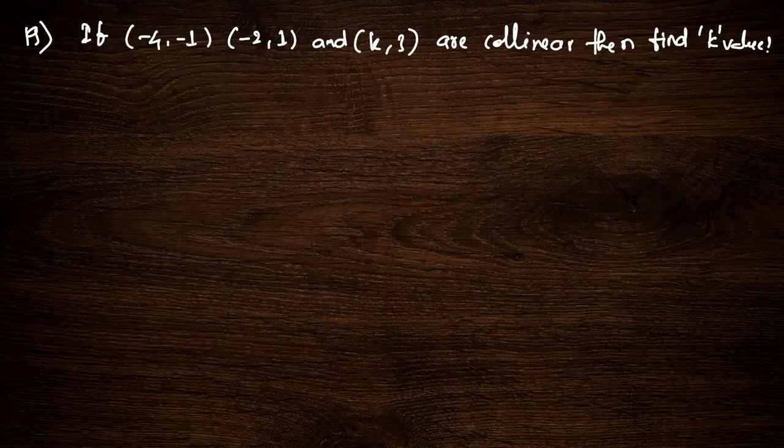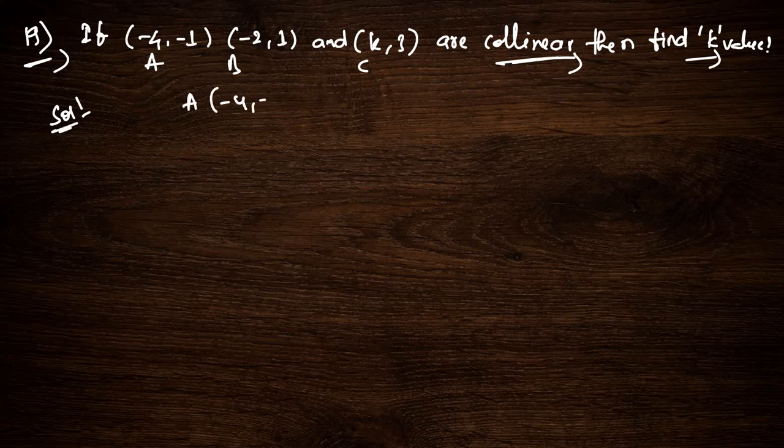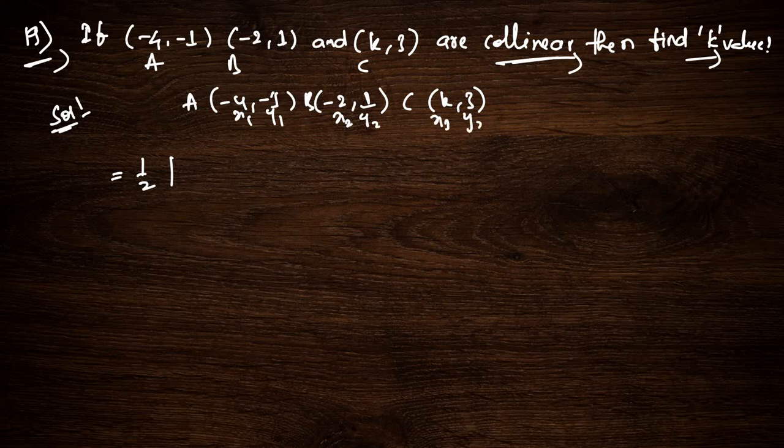Okay. Now the 19th question also. So A, B, C are given, and they are collinear. We have to find the K value. Same question, solution here. Already we did this one. A is minus 4 comma minus 1, B is minus 2 comma 1, and C is K comma minus 3. Now here the area of triangle is, so 1 by 2 into mod of x1 y1 x2 y2 x3 y3.